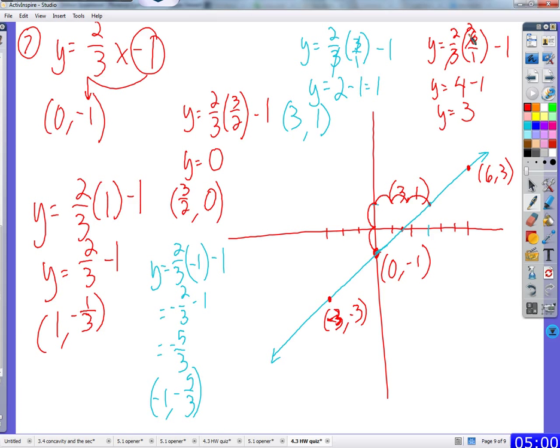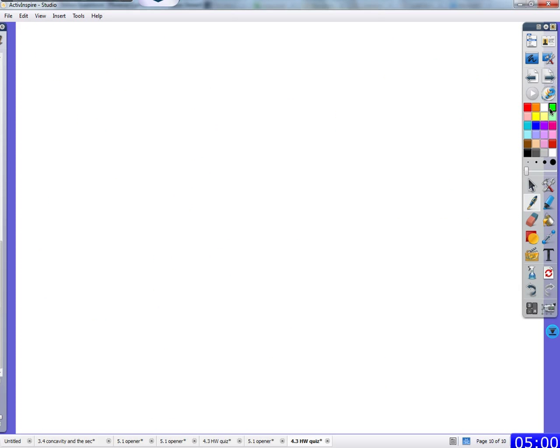Let's do at least one more, and if you didn't catch all that, we're just going to do it again, see if we catch it this time around. Graph and connect them to the line.